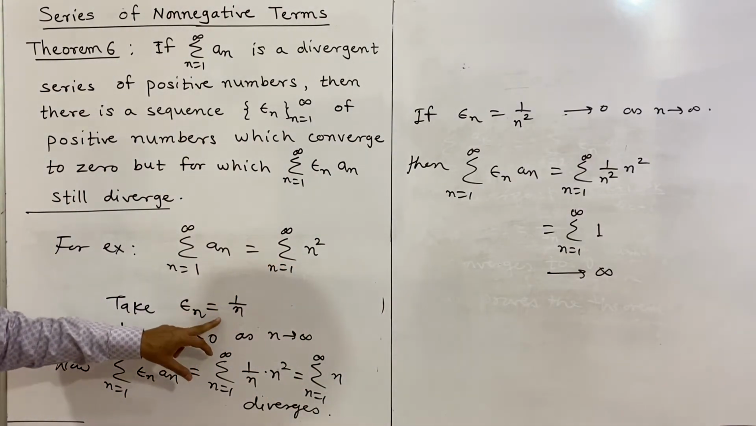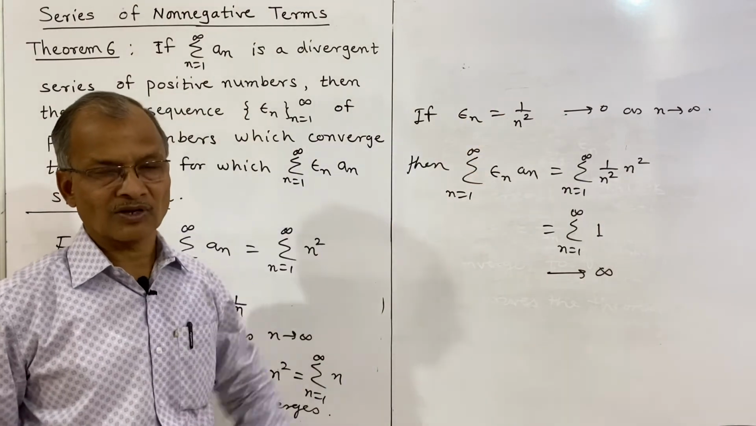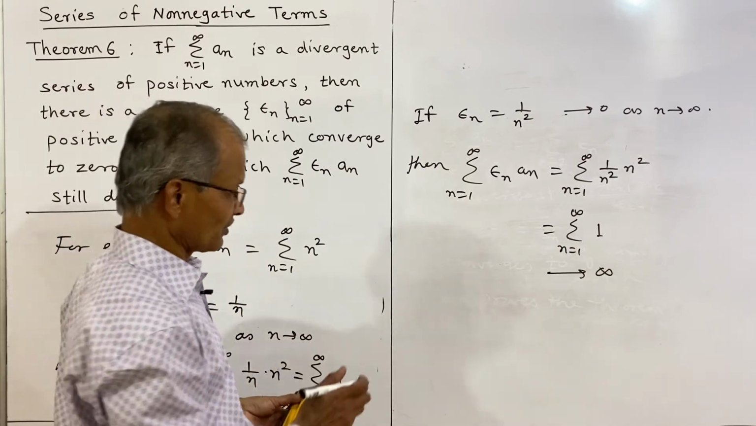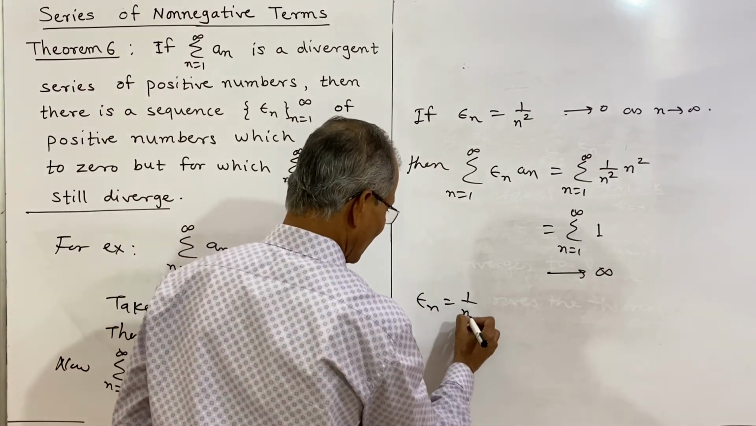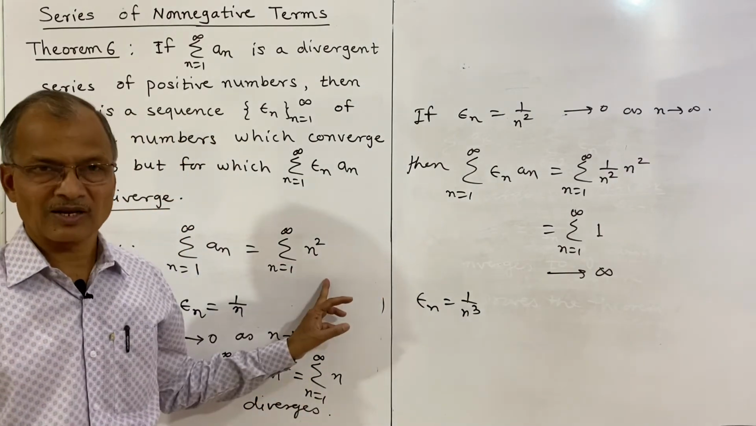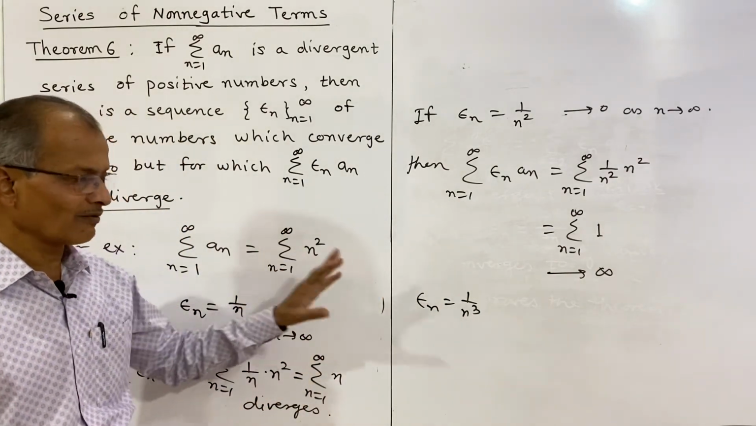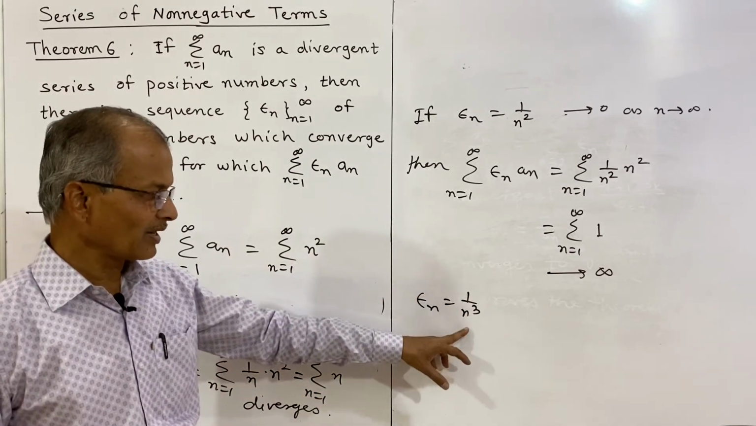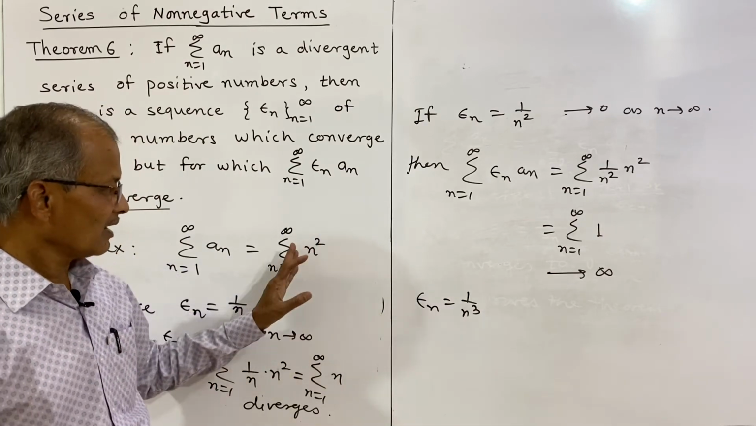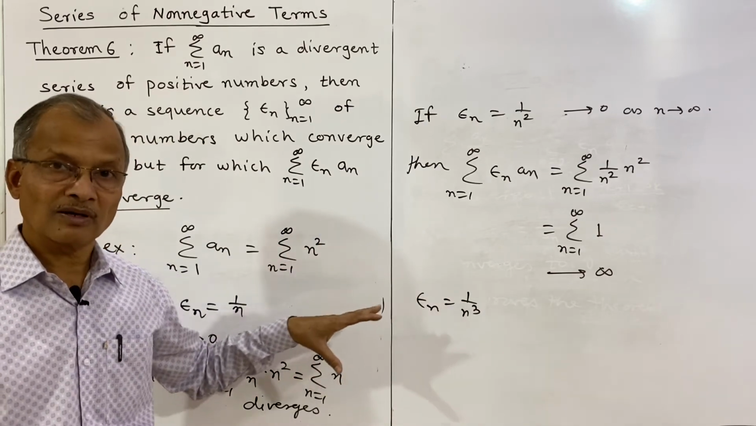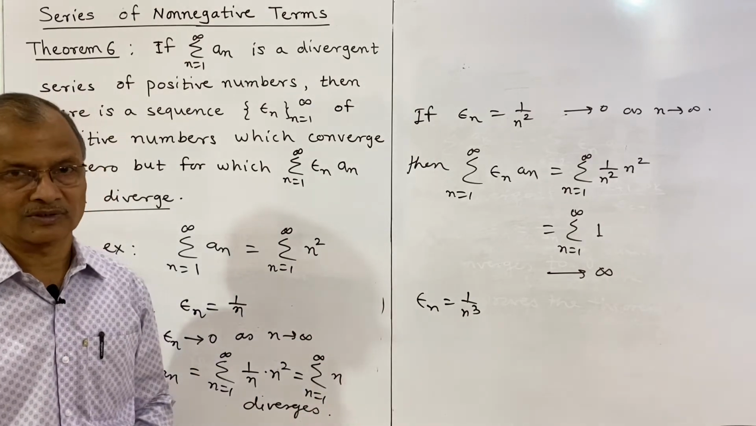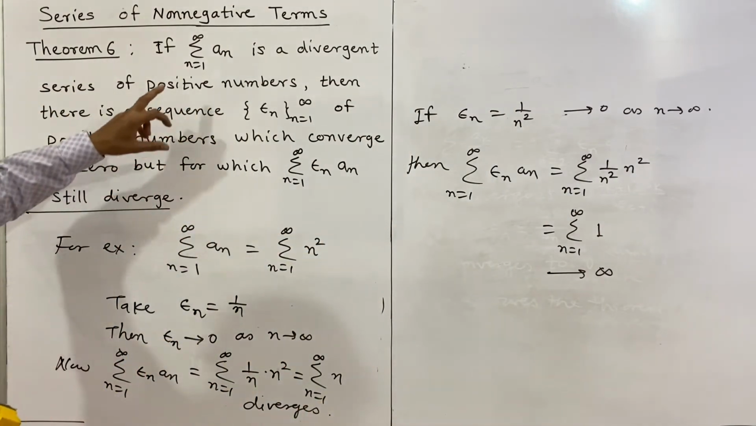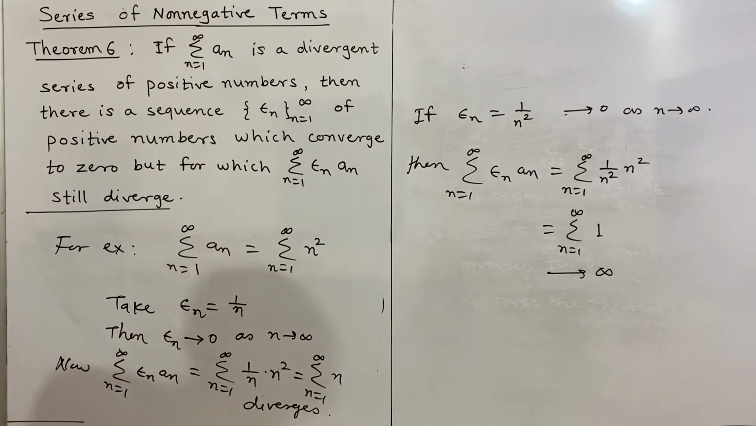So therefore here, for this divergent series, epsilon n may be taken as 1 upon n, or epsilon n may be taken as 1 upon n square. If you take epsilon n as 1 upon n cube, then the product will be 1 upon n, and summation 1 upon n will also be divergent. But if you consider epsilon n as 1 upon n power 4, then epsilon n into a_n will be 1 upon n square. That will be a convergent series. So thus the theorem can be understood by taking this type of examples.